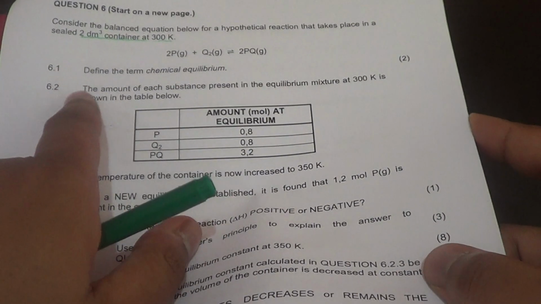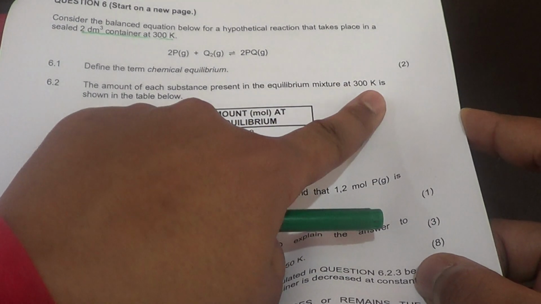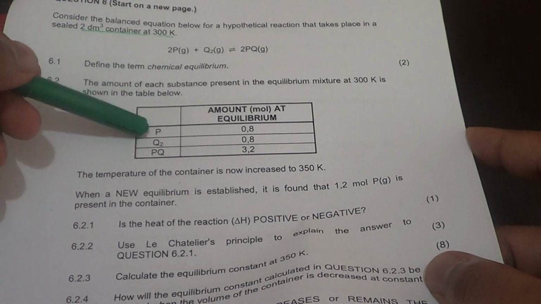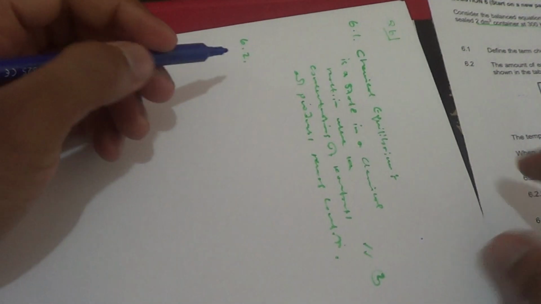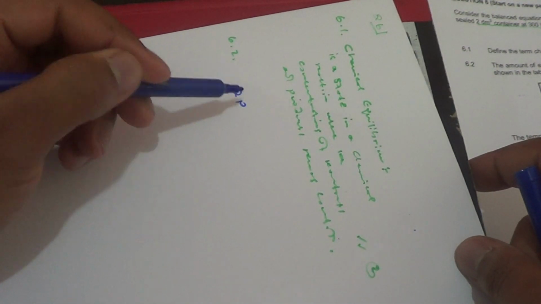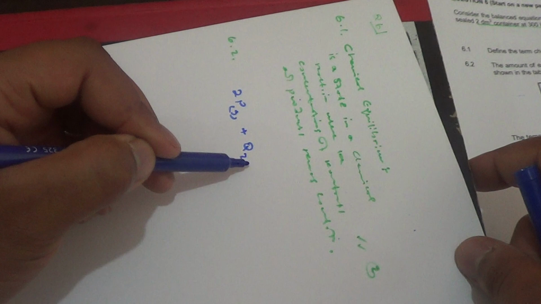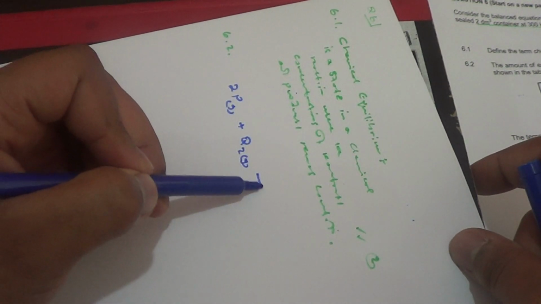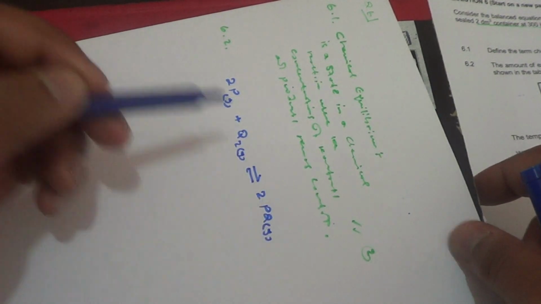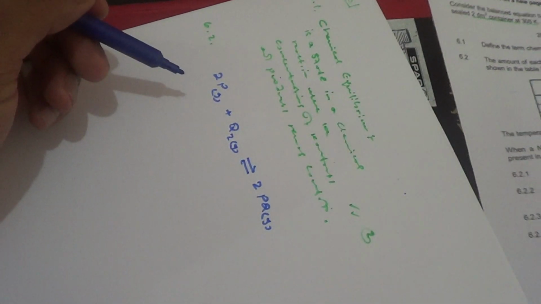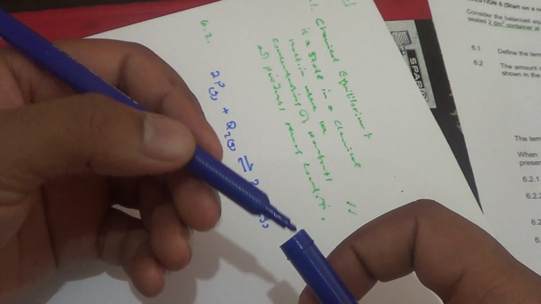Now they're telling us here in 6.2 that the amount of each substance present in the equilibrium mixture at 300 kelvins is shown in the table below. So let's just rewrite this because we will need to use this piece of information. We know that 2 molecules of gas P plus 1 molecule of this diatomic gas Q goes forward, goes backward, and gives us 2 molecules of gas PQ. It's very important. So now they are telling us that what?